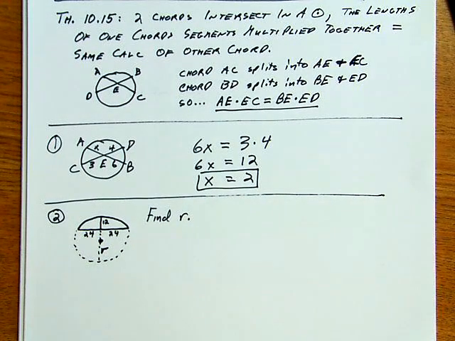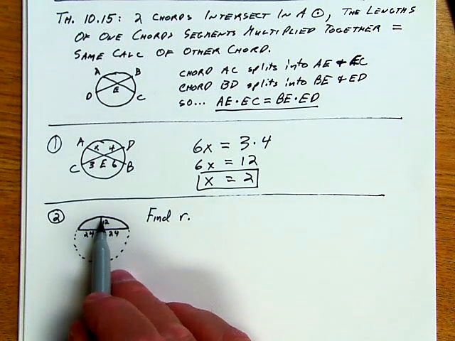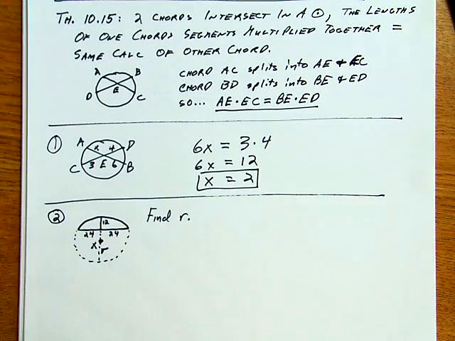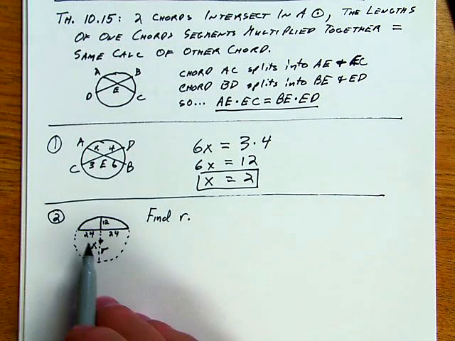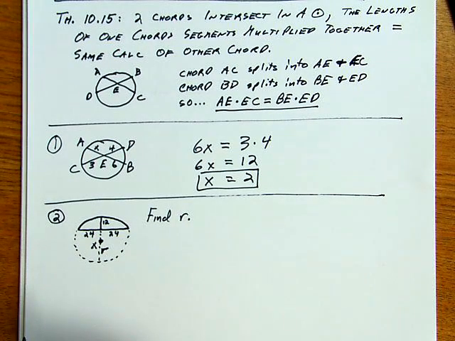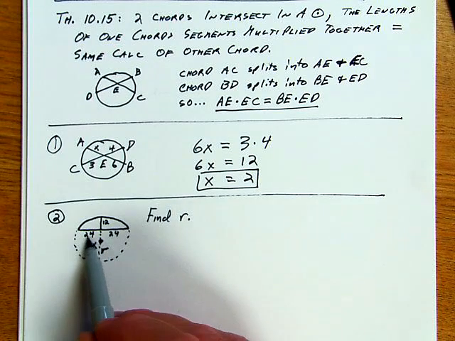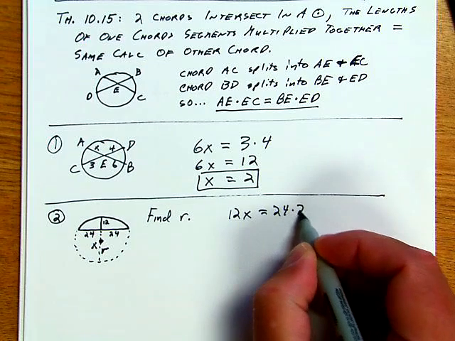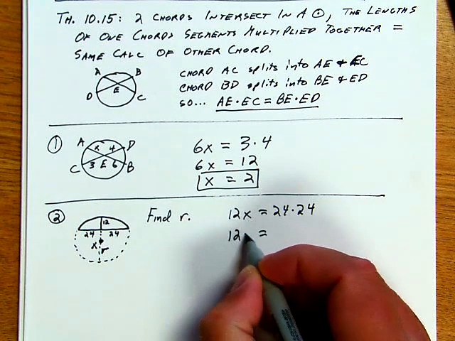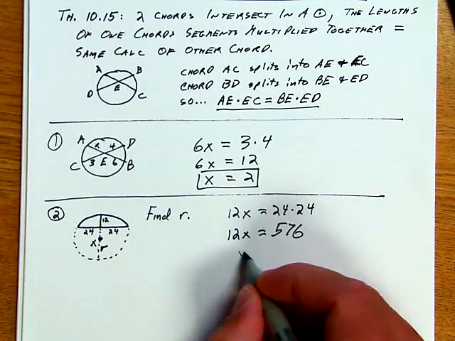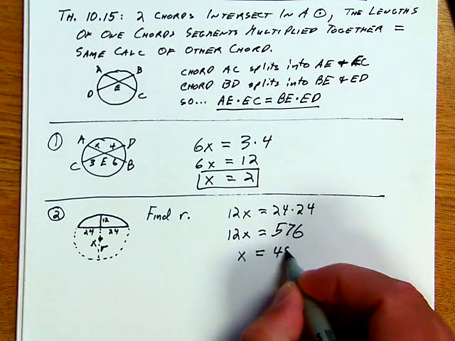Well, the first thing I can do is I look at my circle and I say I know I have two chords. This 12 plus the rest of this dotted line, which I'm going to label as x long. Okay? And then I have another chord that is 48 long right here. Well, I know that the segments can be multiplied together, so 12 times x is equal to 24 times 24. So 12x is equal to 24 times 24. 12x is equal to 576. When I multiply those two together and divide by 12, I get x is equal to 48.